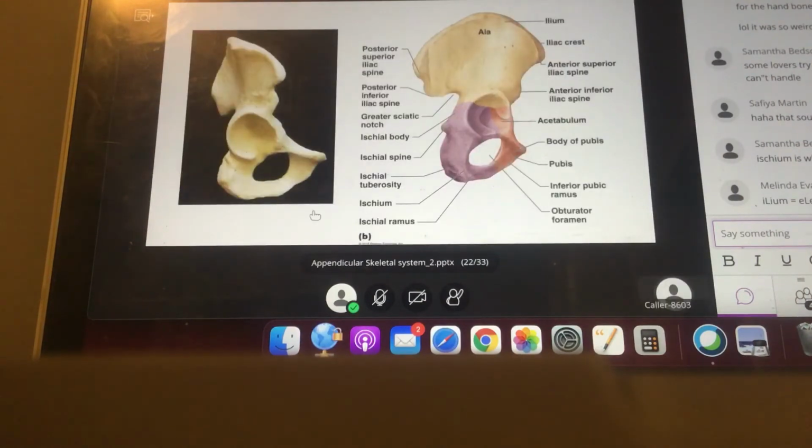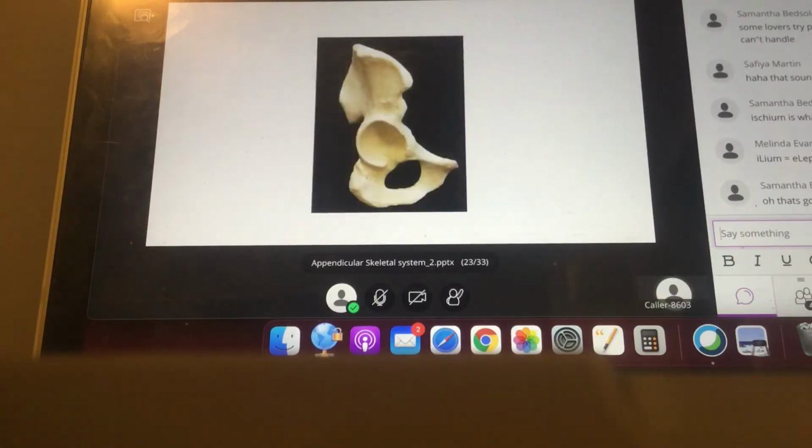All right. And that's it. Those are your 3 bones of your os coxa, right? You got a right and left. So let's keep going, guys. Yep, that's it. All right. So again, I know normally I get a lot of questions but I want to spend more time on the other ones.